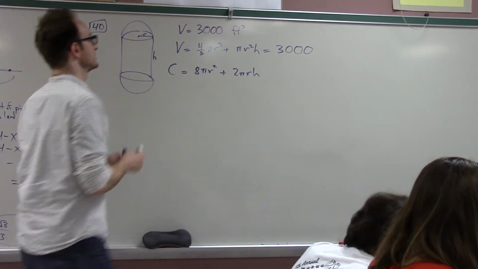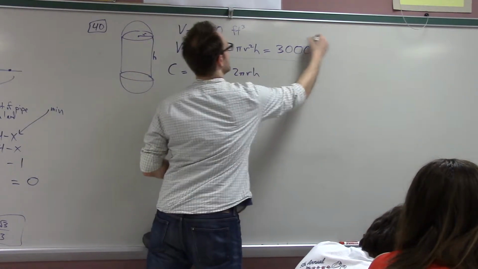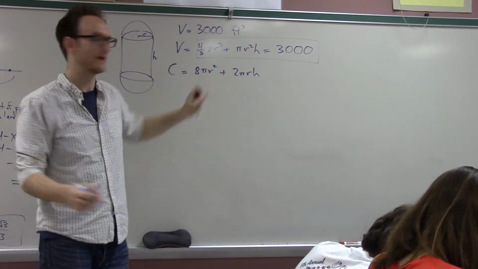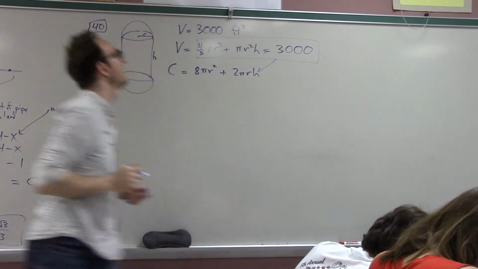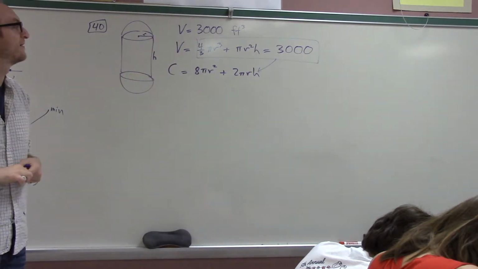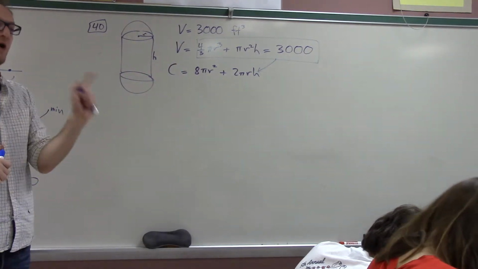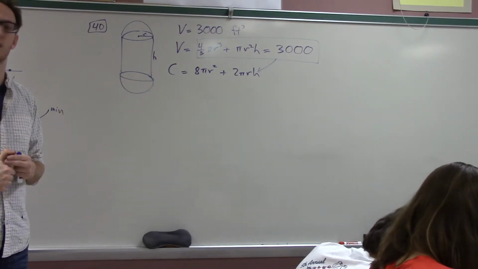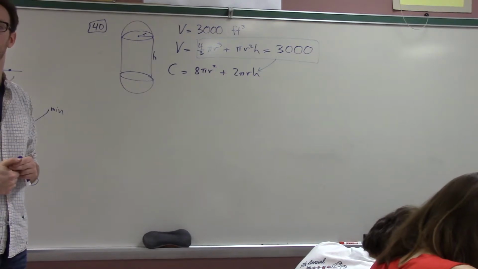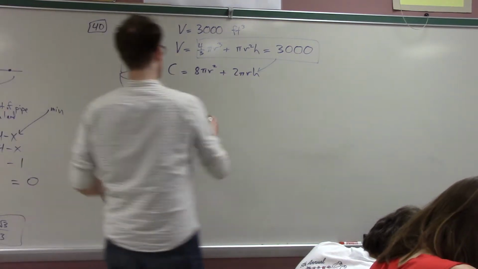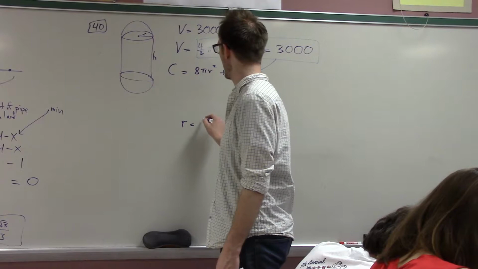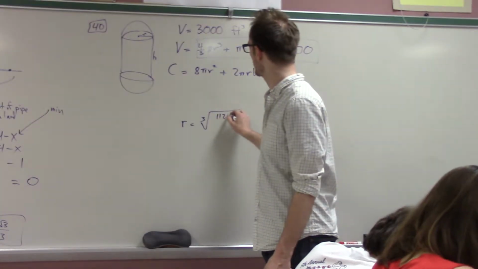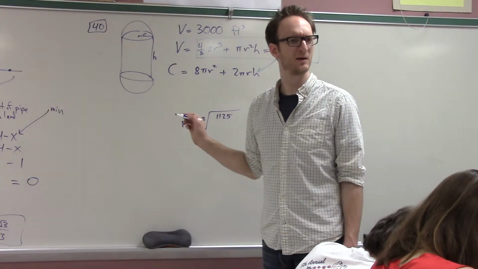Everyone knows what you have to do here, right? You take this equation and solve for h, then stick it in here, and you have constructed a function in terms of a single variable r, which gives you the cost. Then you minimize the cost function with respect to r by differentiating. The answer you end up with for r is the cube root of 1125 over 2π, is that right? Yes, I got that right.